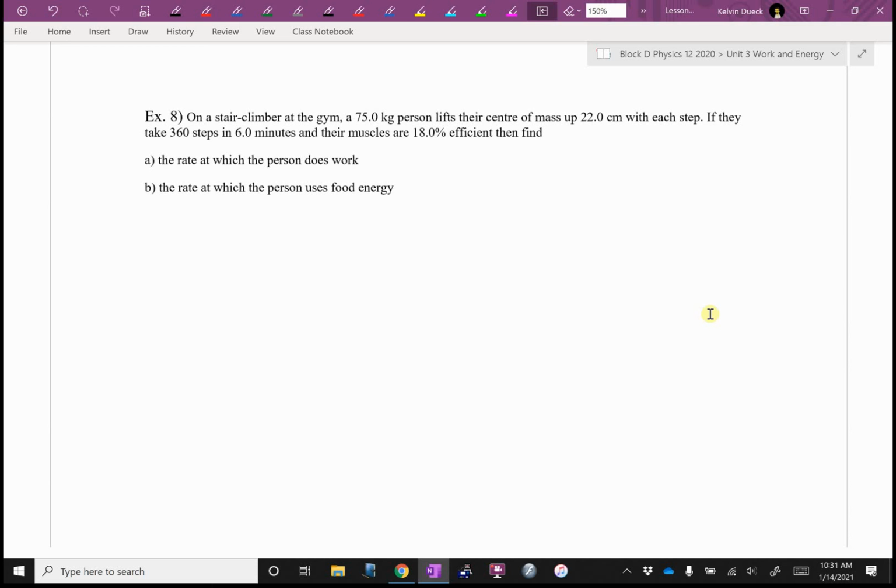Stair climbers. This question mentions efficiency. I'm going to skip the efficiency portion, so we're going to skip part B. Part A says, find the rate at which the person does work. What's a physics synonym for the rate at which an object or a person does work? Starts with letter P. Power. This is saying find the power.